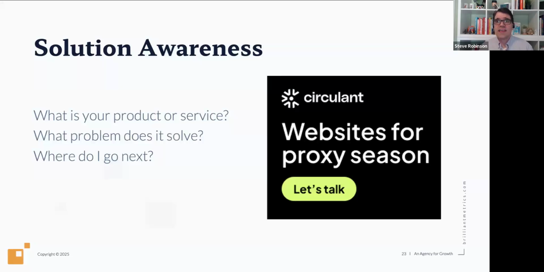So the first thing is they have to be aware that you offer the particular solution that they have in mind. Remember, in Do state, they've labeled that solution. They've put that solution in a box. So your ad, your content, your landing pages, your emails all need to clearly label your solution in the same terms that they understand.